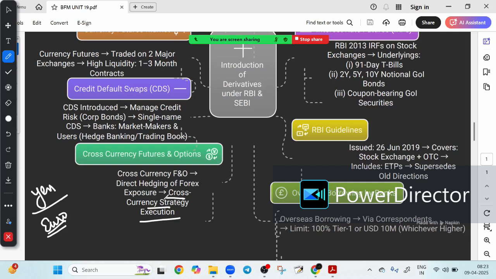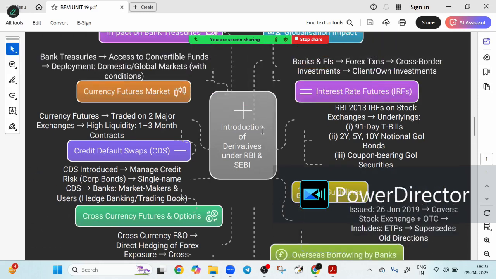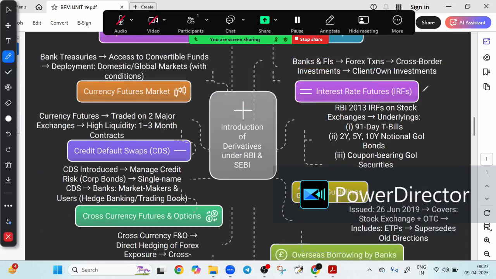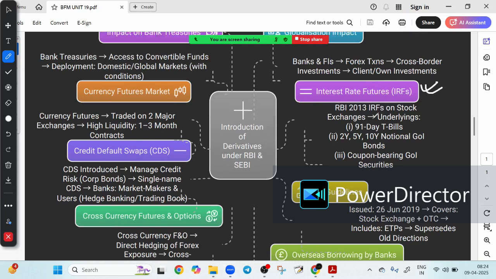Then we have something called interest rate future, IRF. What is IRF? Do you know what is IRF? Let me show you. On the right hand side you can see interest rate future. See, since 2013, right, IRFs are available on the stock exchange in India, right? RBI allowed. And what are their underlying assets? So underlying assets include the 91-day treasury bill, 2-year, 5-year, 10-year notional Government of India bond, or coupon bearing Government of India security, which is ideal for those looking to lock in or hedge interest rate movement, right?